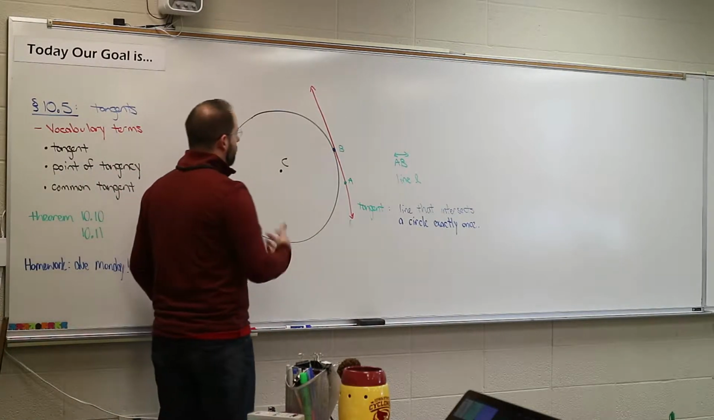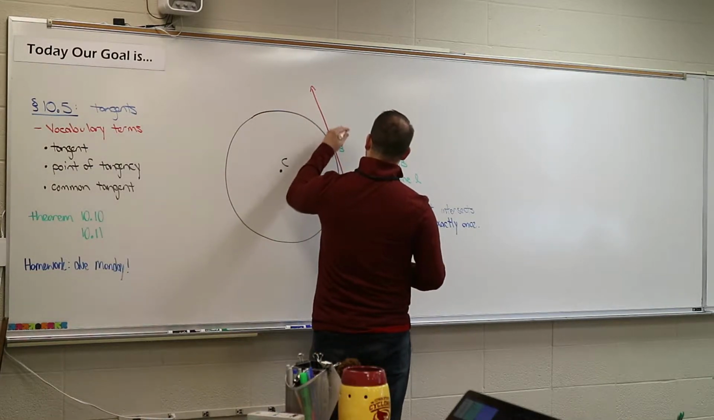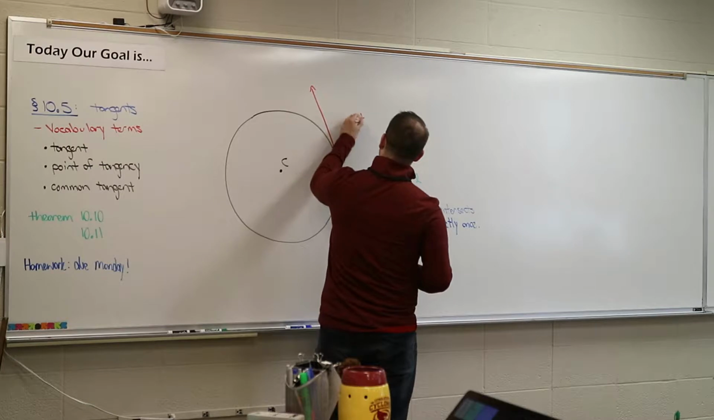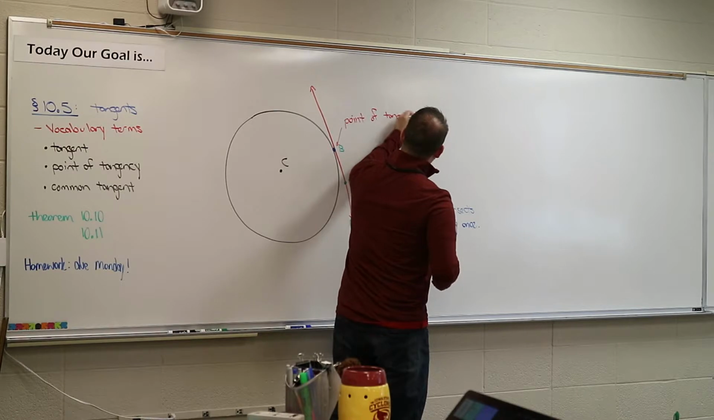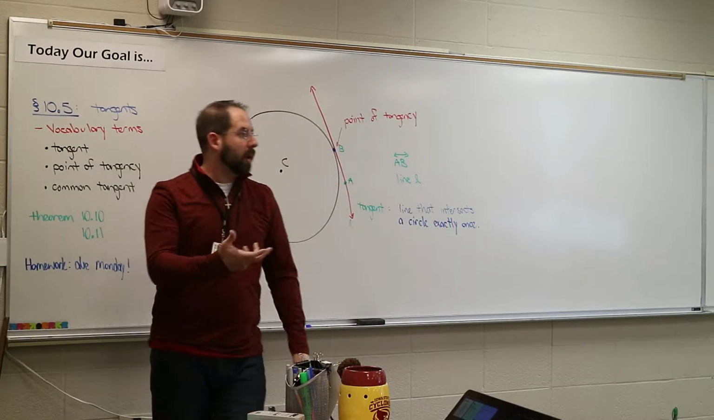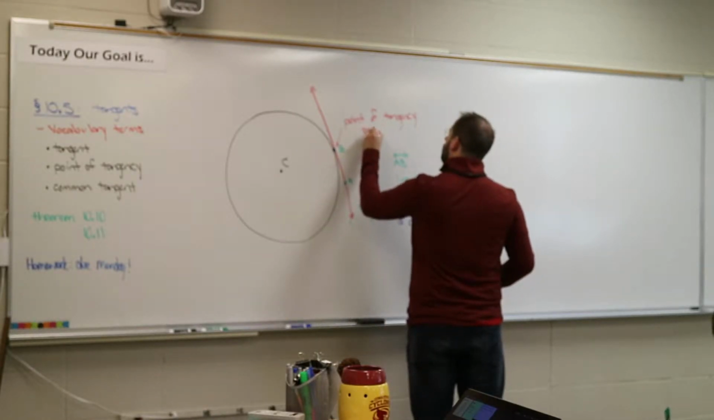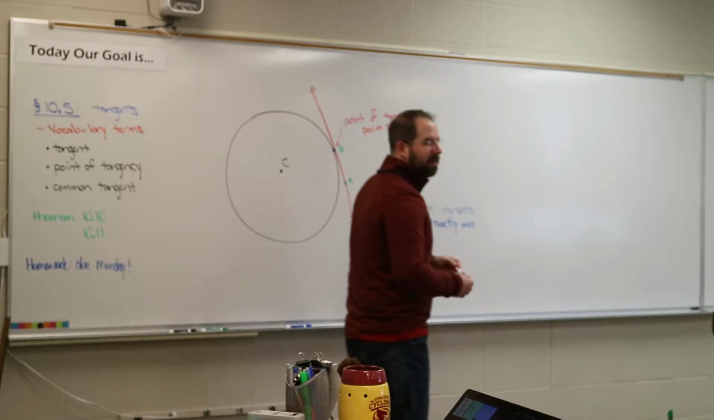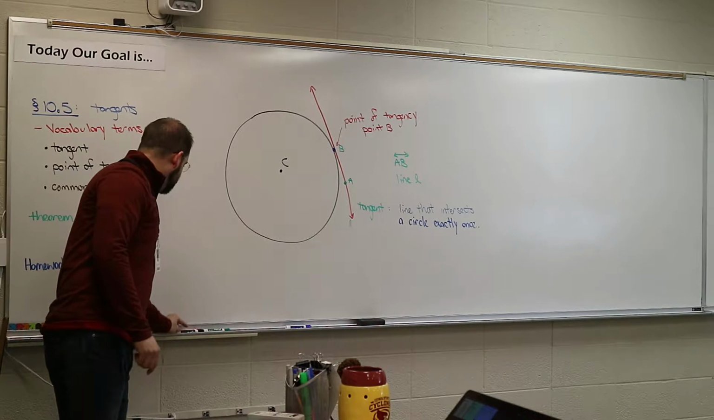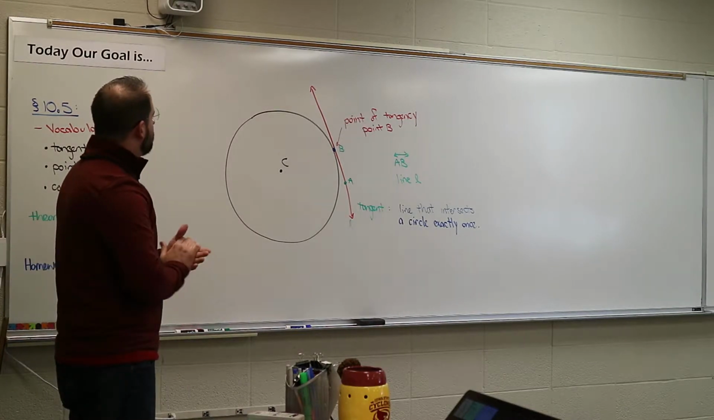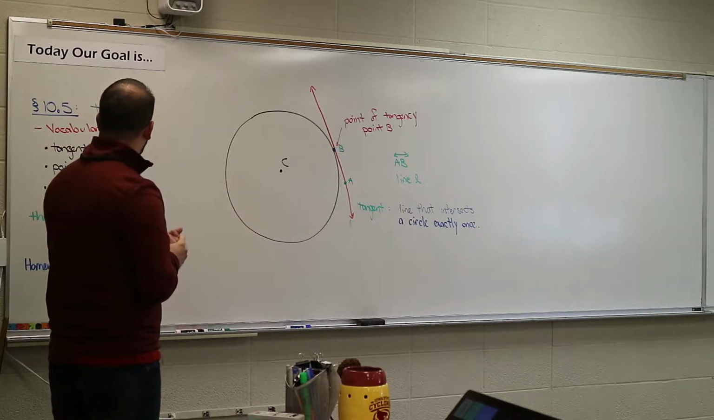Now the second word we have up here is called the point of tangency, and that is this spot right here. This is the point of tangency. It's that spot, point B, namely. That's how you name it. You say actually point B. But the actual point of tangency is that location where it actually touches the circle. Okay, so those are the two major vocab words here.